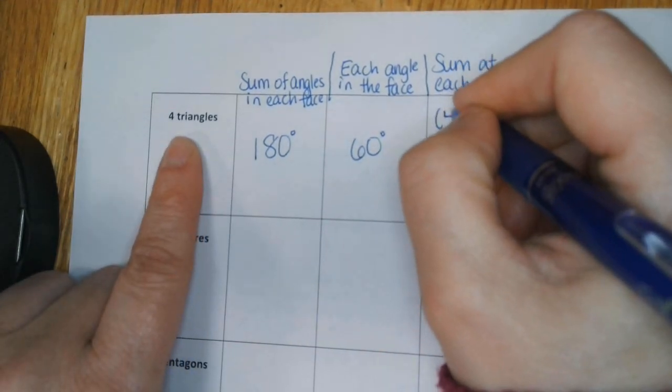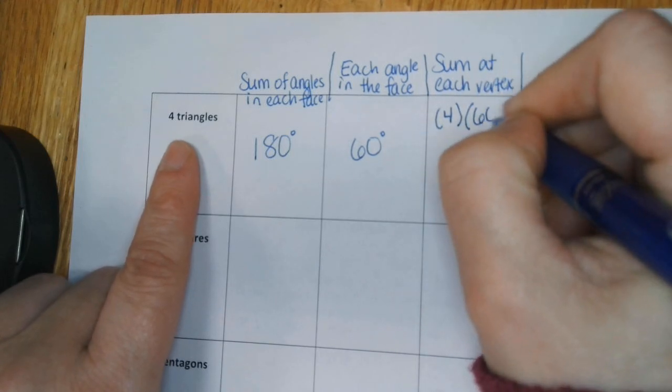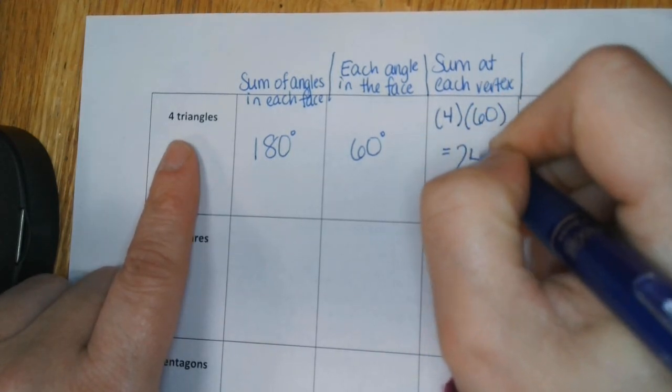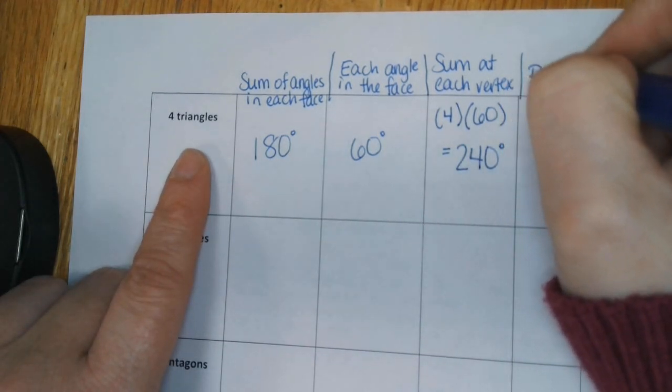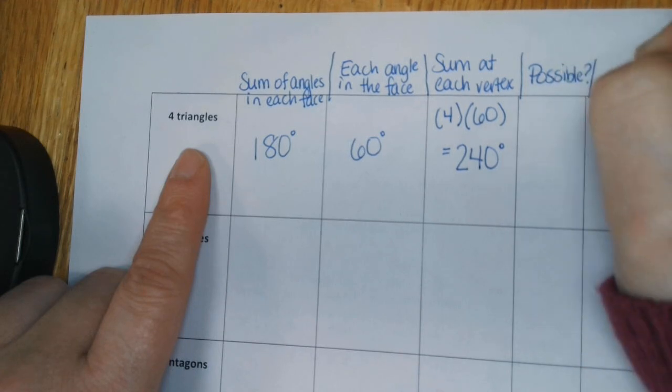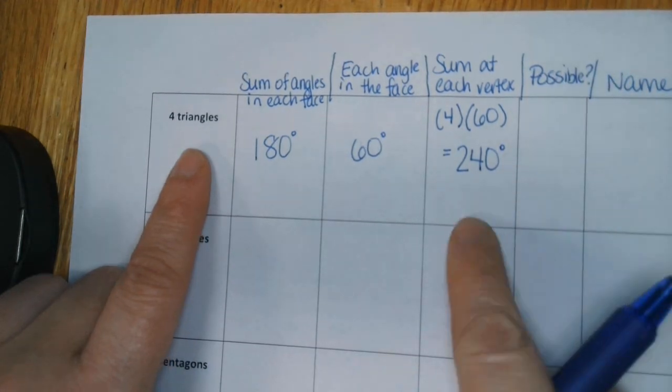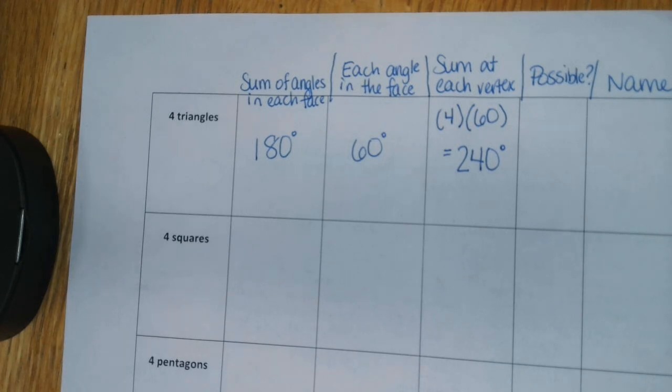Now we want 4 triangles at that vertex times 60 degrees each, which is going to be 240 degrees. So is this shape possible? Yes or no? And then the name. Well, 240 degrees, I still have some space there where I can fold it down and make it into a shape. So let me get out my little shape here. So here's the tetrahedron.